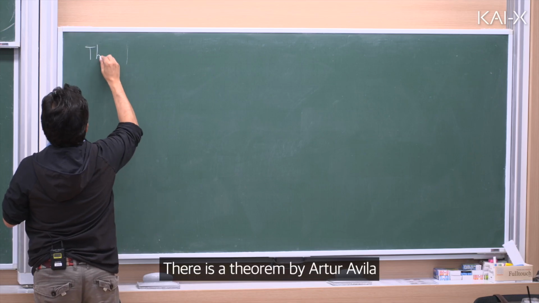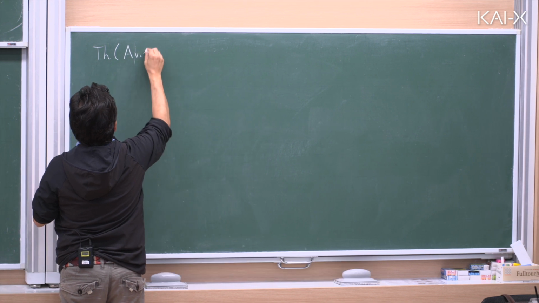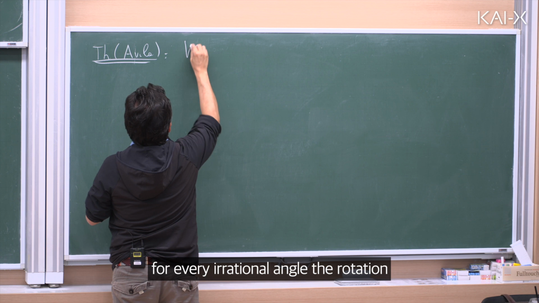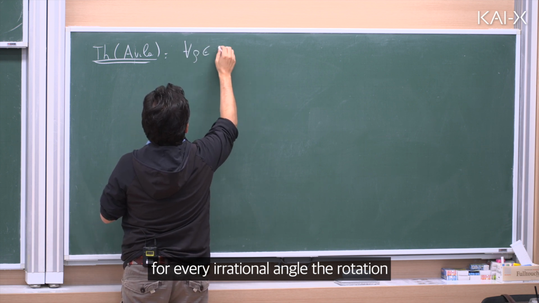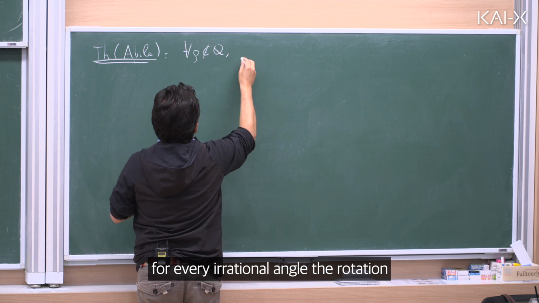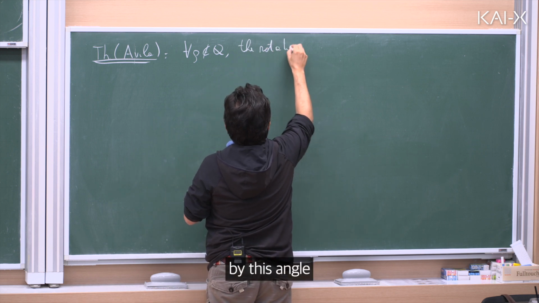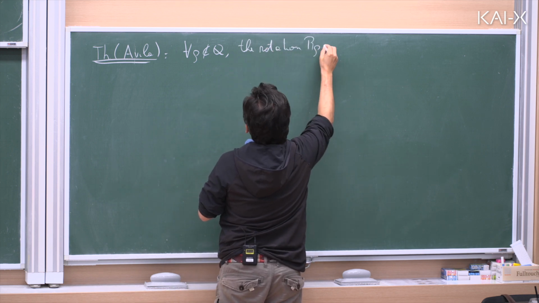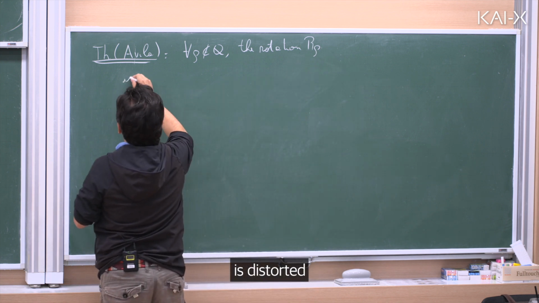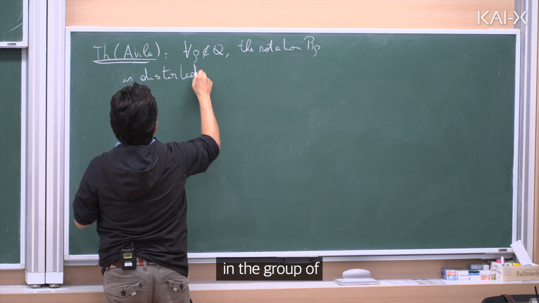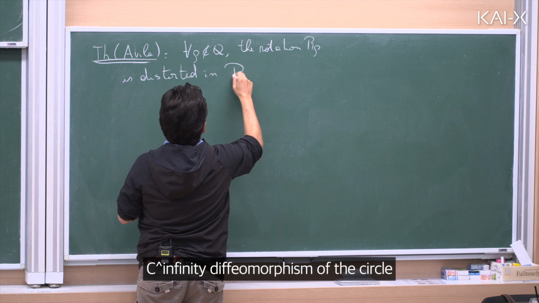There is a theorem by Artur Avila, a very nice construction, that says that for every irrational angle, the rotation by this angle is distorted in the group of C infinity diffeomorphisms of the circle.